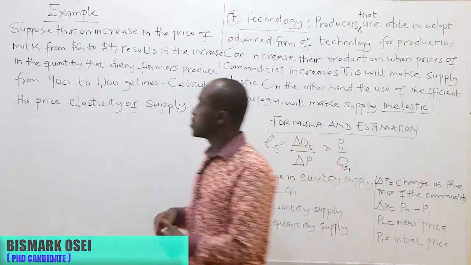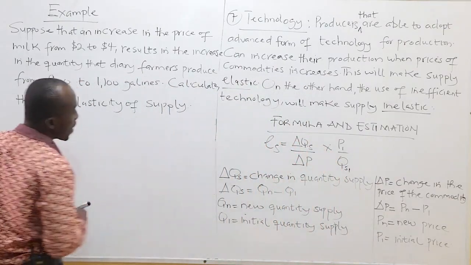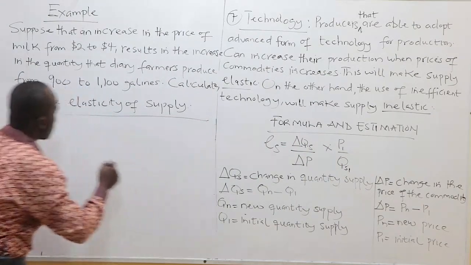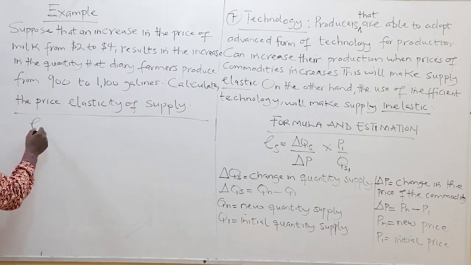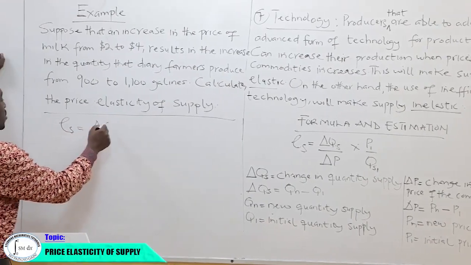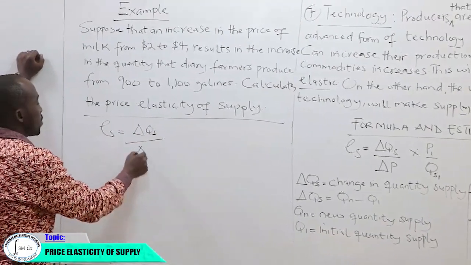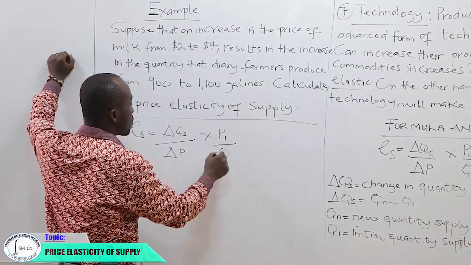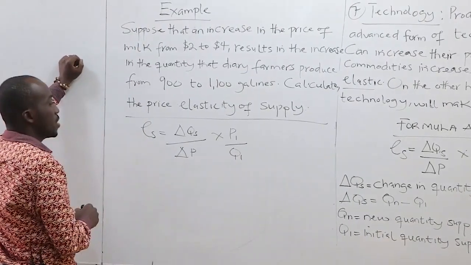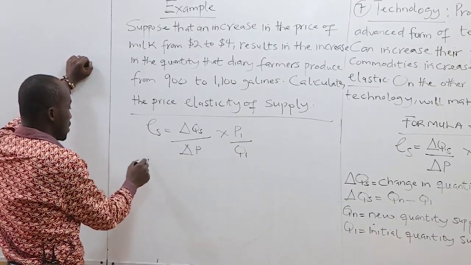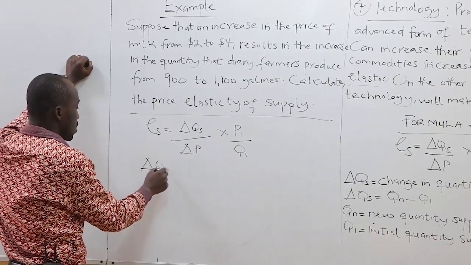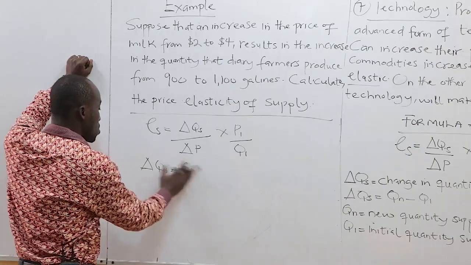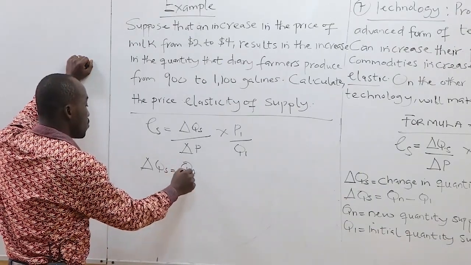This is very simple. First, we know the formula. So let me write the formula again. What we do is write the formula: change in QX over change in P, times initial price over initial quantity. Okay, so the change in quantity is equal to the new minus the initial.